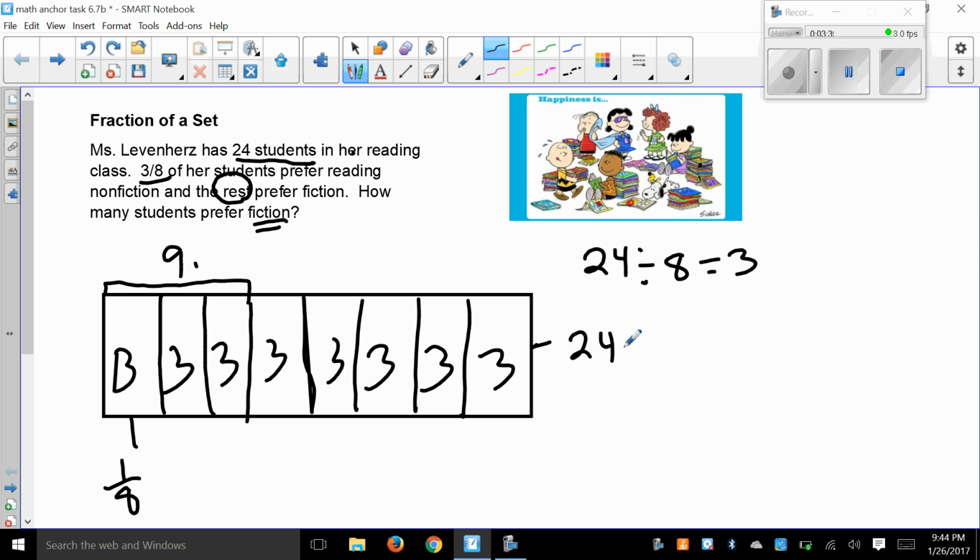9 is the number of students who prefer nonfiction, so the rest will be what's left after I subtract 9 from 24. Or I can look at my bar again and section off what's left, and I see I have 1, 2, 3, 4, 5/8 left. And 5/8 would be the same as taking 3 and multiplying it by 5, which is 15.